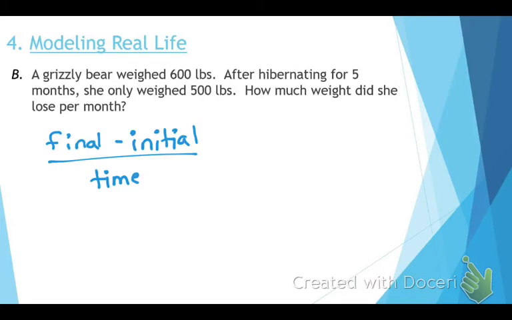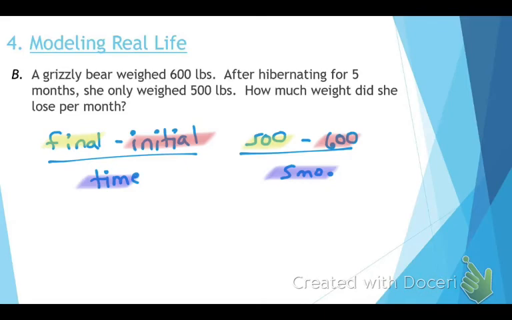Let's see what the final weight was. At the end of our problem, how much did it say she weighed? 500. So we're going to plug in 500 for her final weight, minus her initial weight. How much did she weigh initially? 600. She weighed 600 pounds to start with. So notice all I'm doing is plugging in right here. Divided by the time. What is my time? 5 months. Okay, it told us that she was there for 5 months. All we did was plug some things in.